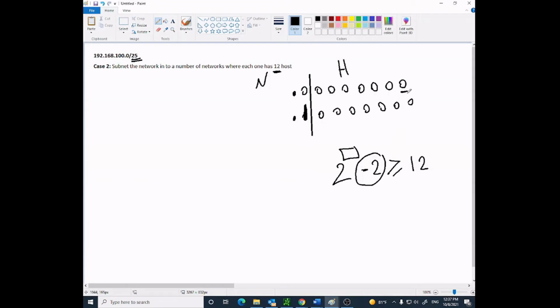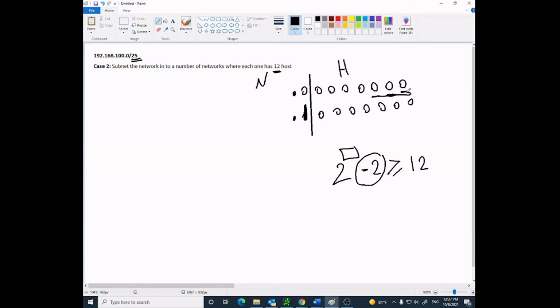We're going to ask ourselves this question. If 1 is enough, no, 1 is not enough, because that's going to be 1 to the power of 2, which is 2. 2 minus 2 is 0. And then you get to this part. What do we have here? We have 2 bits. 2 to the power of 2 is 4. 4 minus 2 is 2. Not enough.